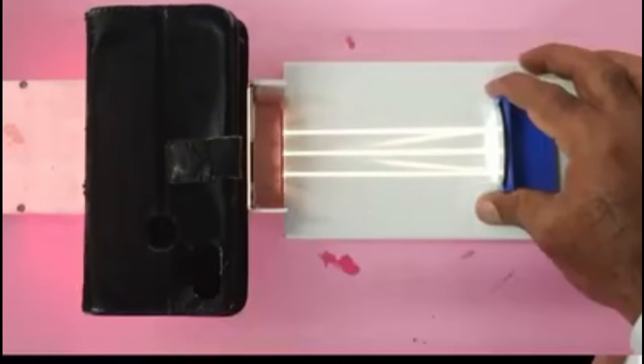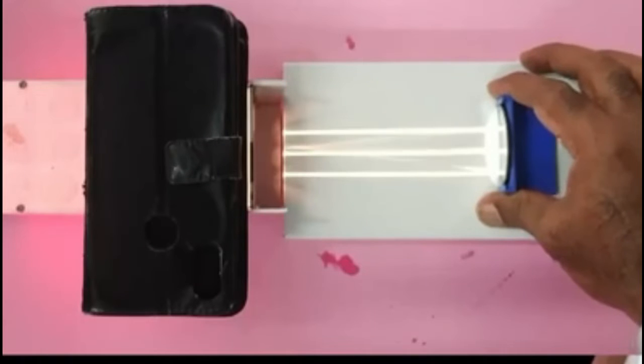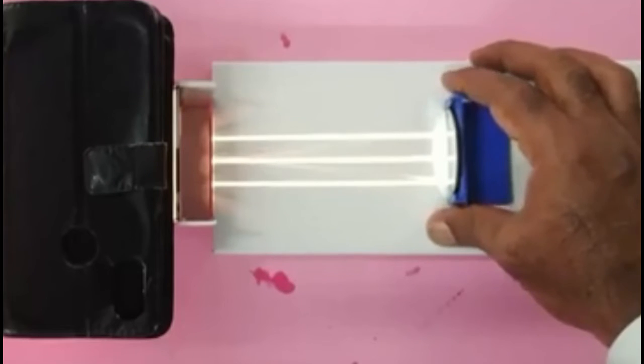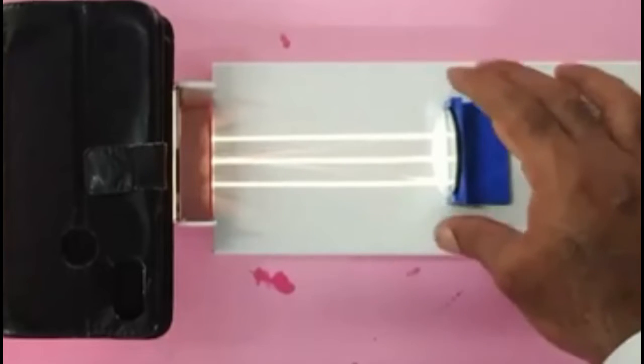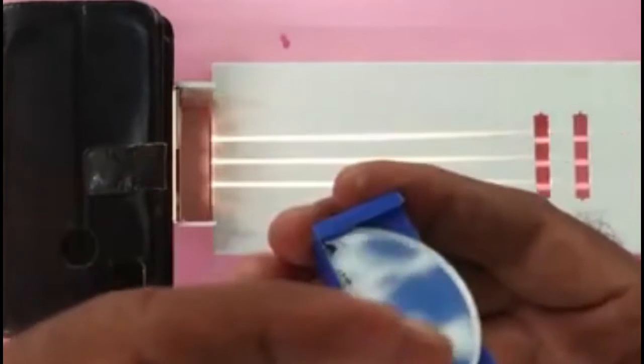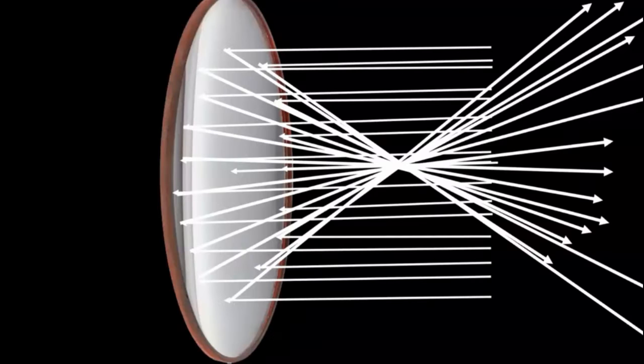They are parallel to each other. And when they strike this concave surface, the concave mirror reflects all the light rays back, but the way it reflects is that it converges. And now what comes next is how to draw this ray diagram.